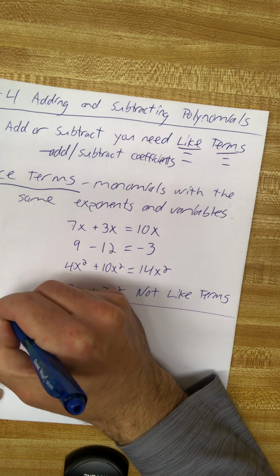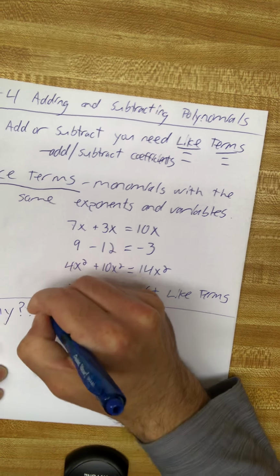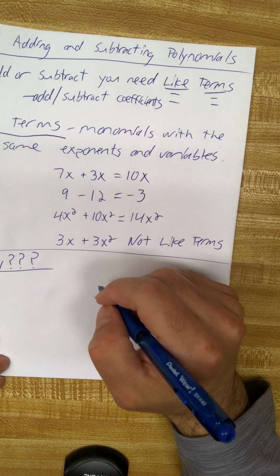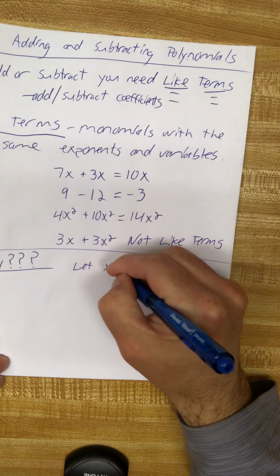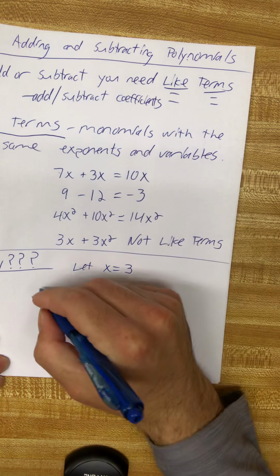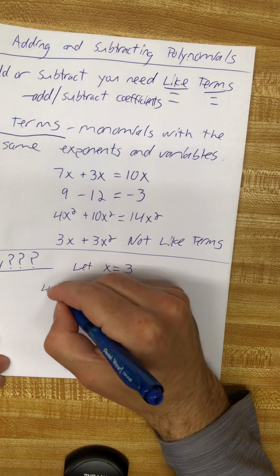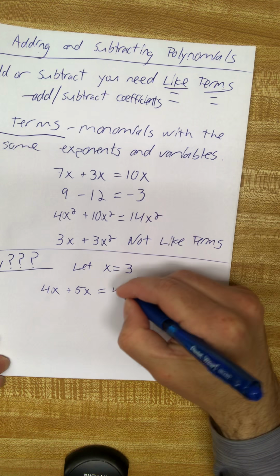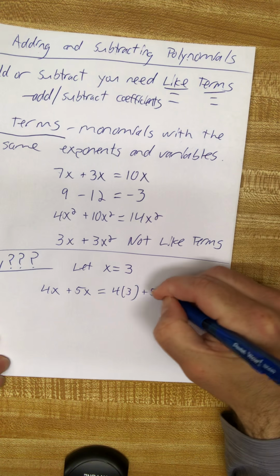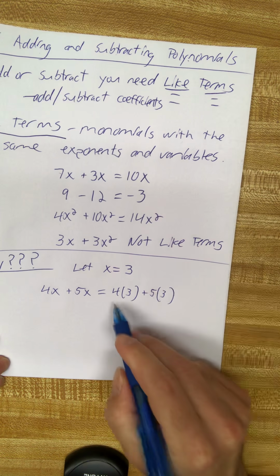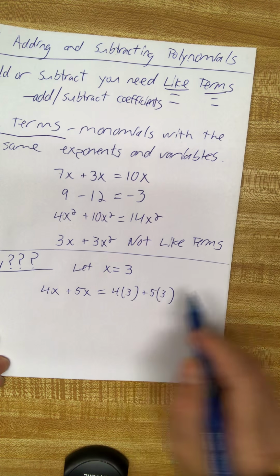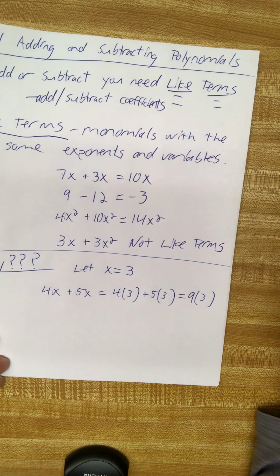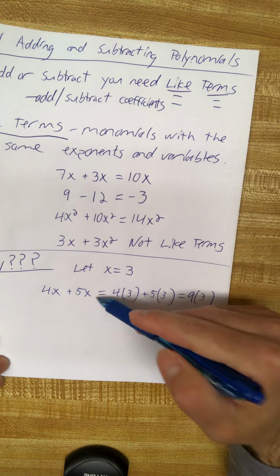So why do we need like terms? Let's let x equal 3, and let's say we have 4x plus 5x. Let's substitute in a 3. I have four 3's plus five 3's. I really have nine 3's. Or you can just write it as 27, but I'm trying to stick with using our x's.